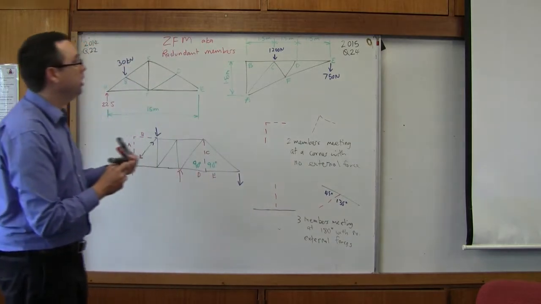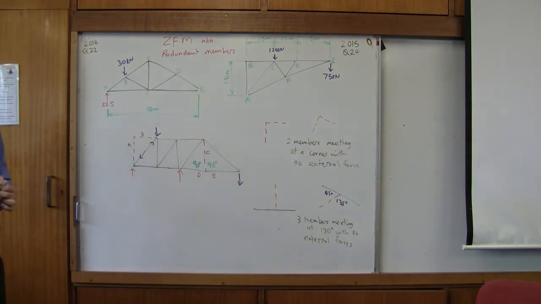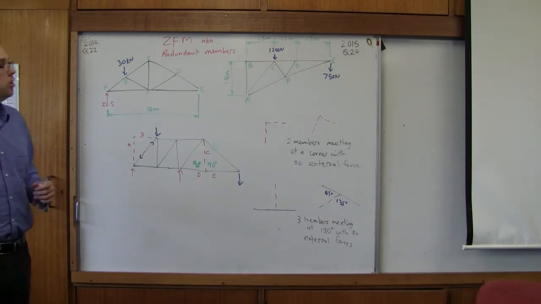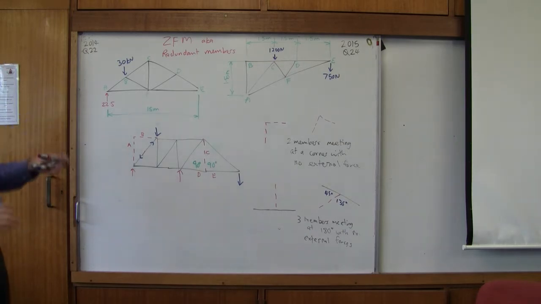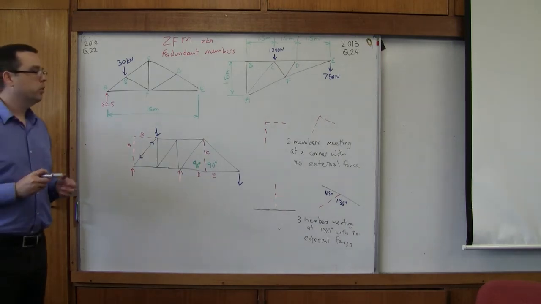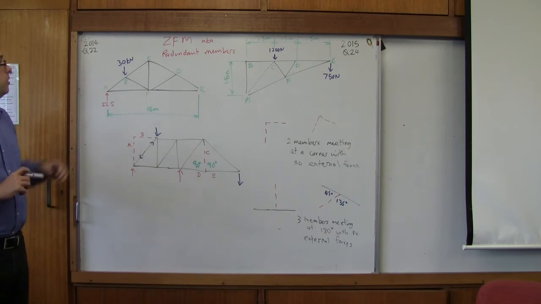So 3 members meeting with no external forces. But what is interesting is we can actually have a zipper effect. So let's have a look at our HSC questions. Can someone tell me where is the zero force member in this question? The 2014 paper, where is the zero force member?